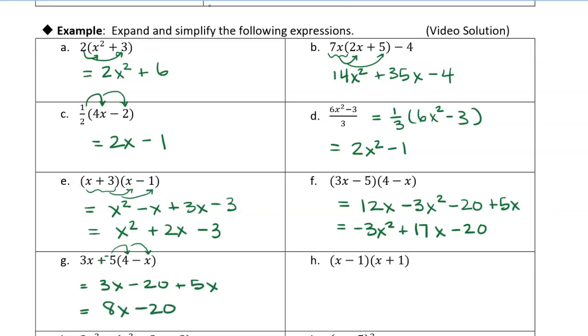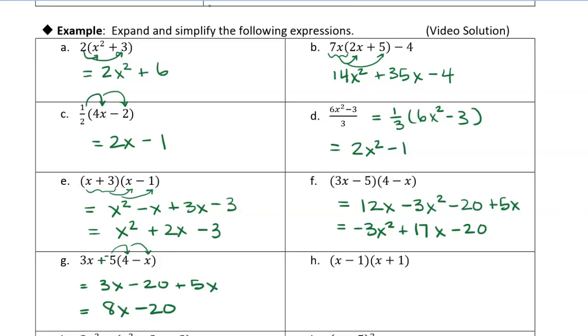All right, so just be careful. Parentheses matter. All right, so you can see that when we have the quantity 3x minus 5 times the quantity 4 minus x, that's different than 3x minus 5 times the quantity 4 minus x. Okay, you don't get the same answer, even though they look very similar.